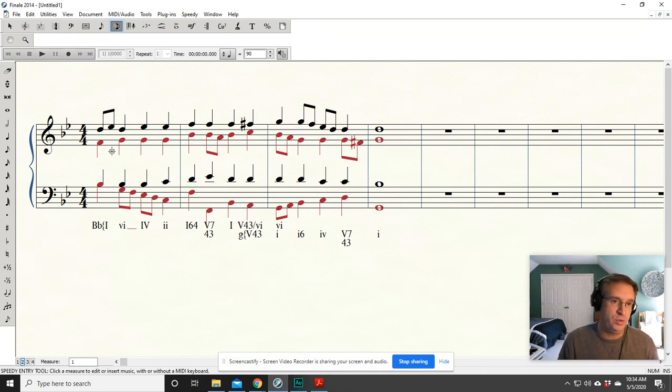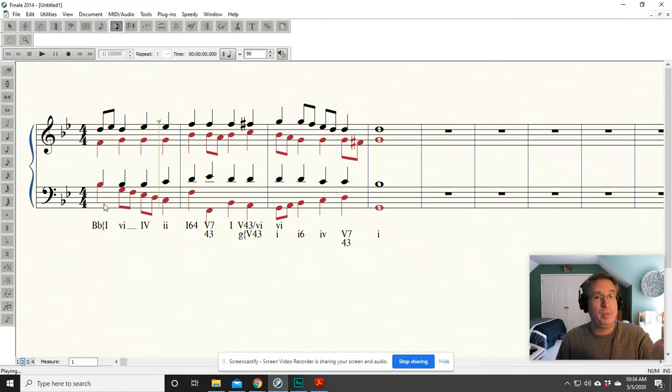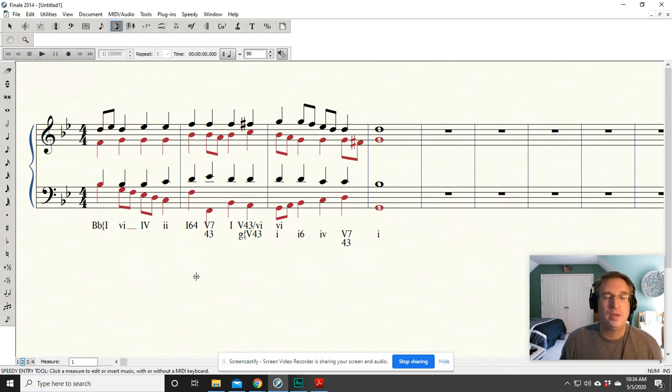Notice all the passing tones and neighboring tones as well that we've got here. So here we go. B flat, and then bam, G minor. Okay, so there's an example of a modulation, right?